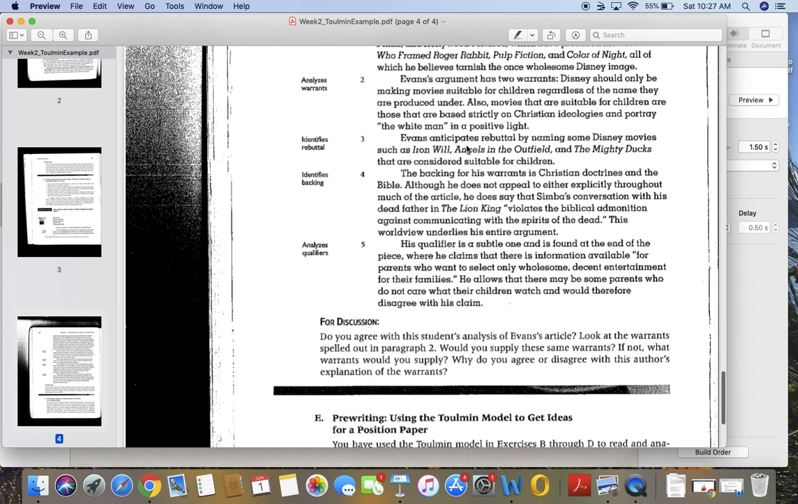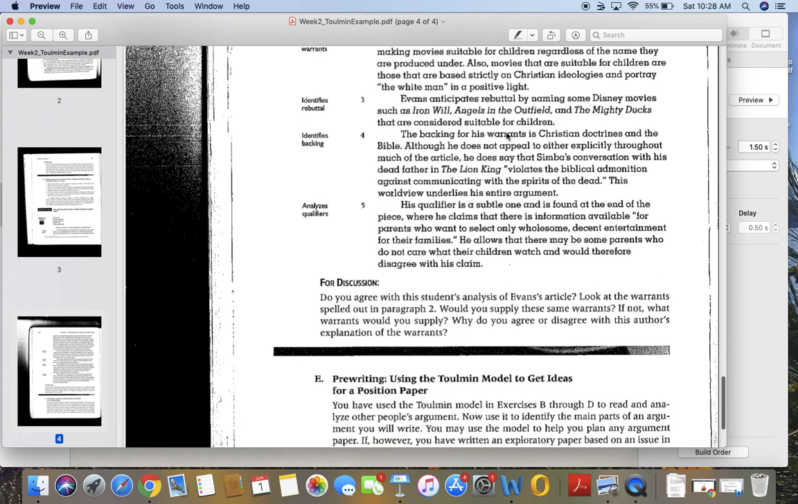Okay, then the student identifies the rebuttal. Evans anticipates rebuttal by naming some Disney movies such as Iron Will, Angels in the Outfield, and The Mighty Ducks that are considered suitable for children. The backing for his warrants is Christian doctrines and the Bible. Although he does not appeal to either explicitly throughout the article, he does say that Simba's conversation with his father violates a biblical principle, and the idea is that this worldview underlies his entire argument.